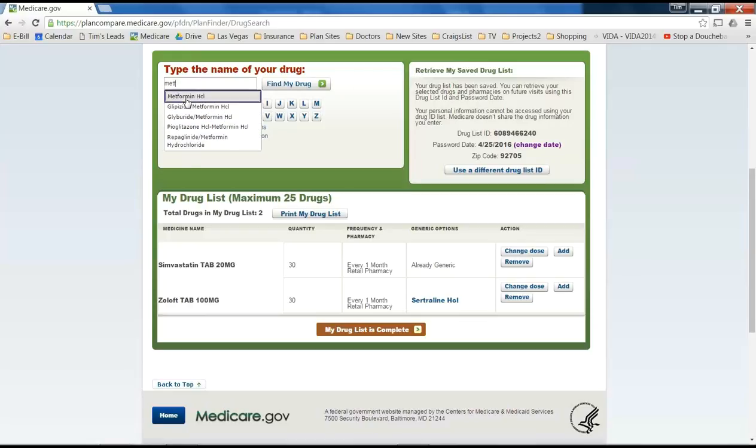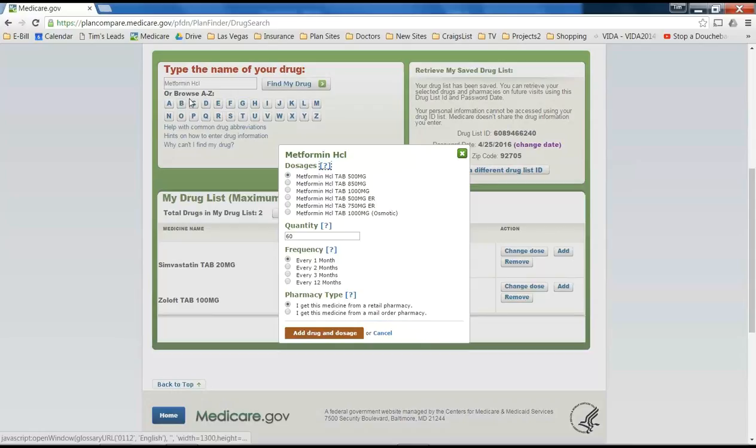So you really want to make sure that you're getting the exact medication, the dose. A pretty standard dose is 500 in the morning, 500 at night. So this is a 500 milligram dose, 60 indicating that it's twice a day. And I'm going to go ahead and get that from a retail pharmacy.